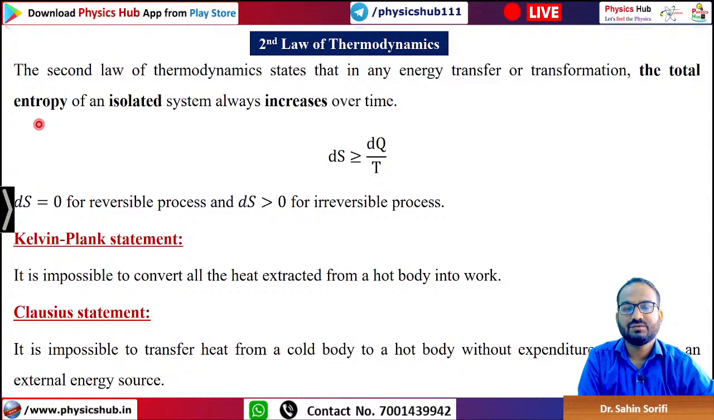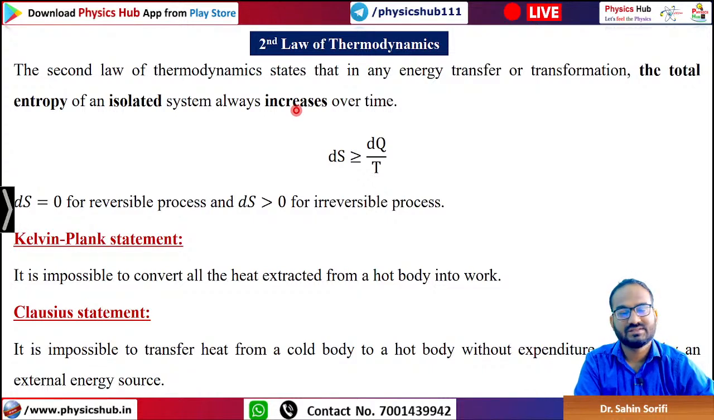For the time being, you know, entropy is the measure of disorderedness in a system. So more disorderedness means more entropy. The total entropy of an isolated system always increases over time. Whatever physical processes happen around us, in each and every process, this entropy increases. Entropy decrease is not so feasible.